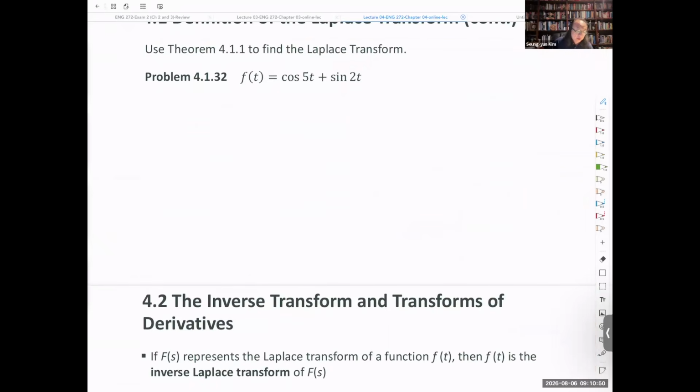Let's do this. f of t is given as cosine 5t plus sine 2t. And those are the third line of the Laplace transform pairs from the equation sheets. We have the Laplace transform of sine kt and the Laplace transform of cosine kt. The sine and cosine have the same denominators, which is s squared plus k squared. We're going to have a k for sine at the numerator, and we're going to have an s for the cosine.